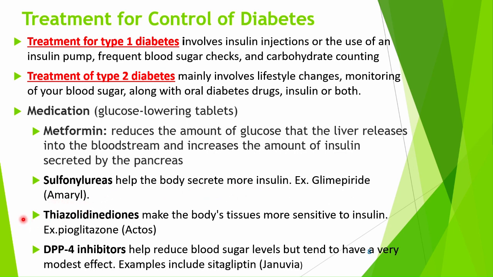The third type of medication is thiazolidinedione, which makes your body's tissue more sensitive to insulin. The brand name is Actos and the generic name is pioglitazone, which also requires a prescription from the pharmacist. The last type of medication, which is also very important to treat type 2 diabetes, is DPP4 inhibitors, which help reduce the blood sugar level but tend to have very modest effects, for example sitagliptin, and Januvia is the brand name.